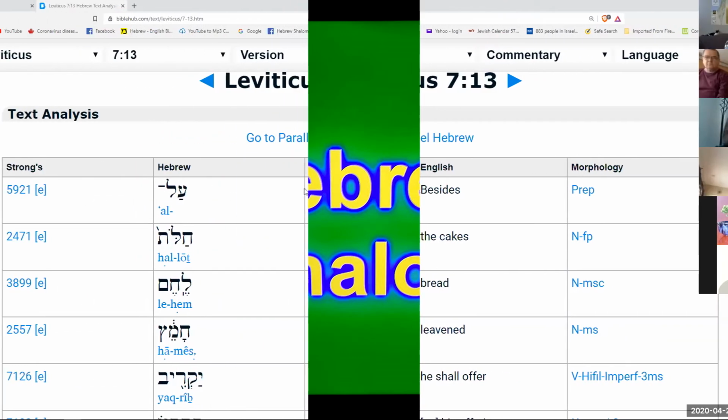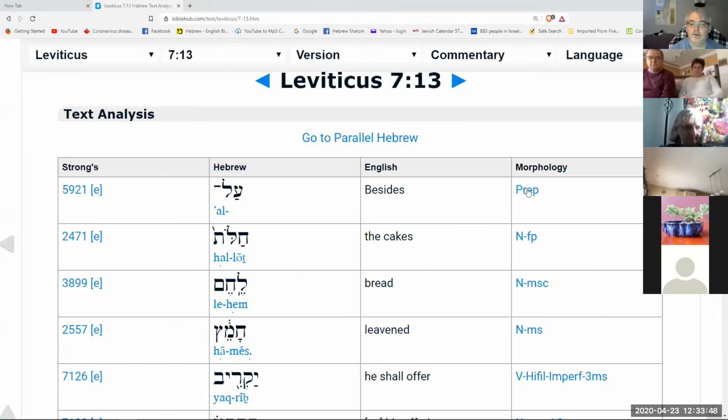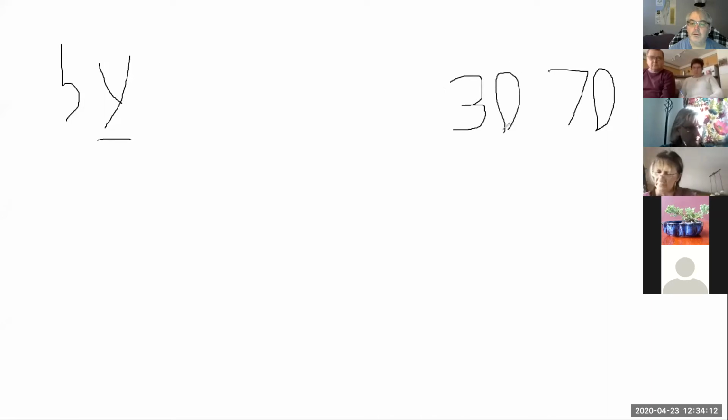It means besides, which is accurate, and it's a preposition. So that's the first word of the verse, and what we're going to do is some numerics here to show you the power of numbers in Hebrew. So remember what I said, that could just as easily read 70-30, which is the numerical value of the ayin and the lamed, right?